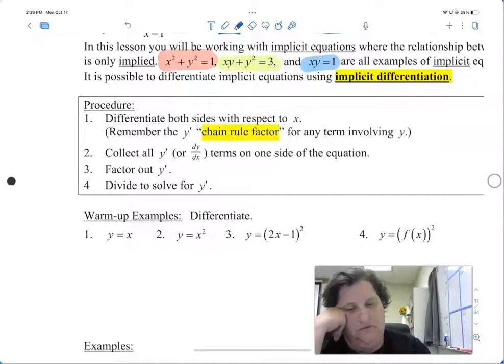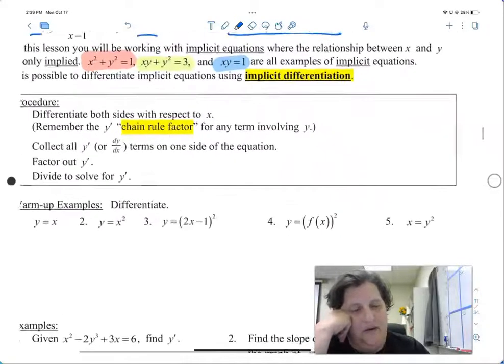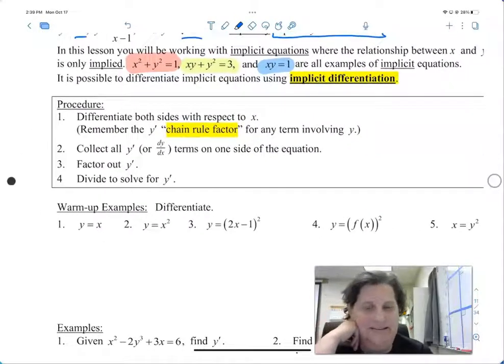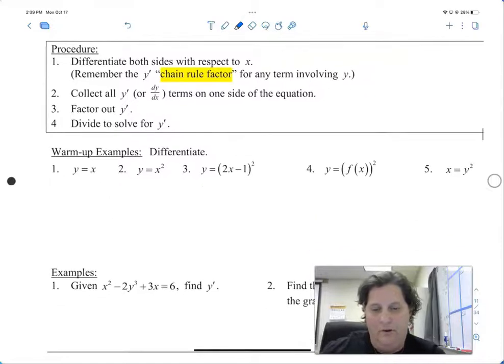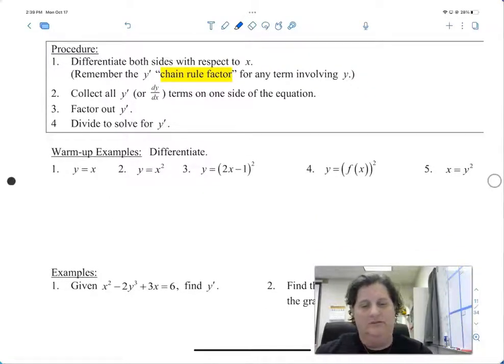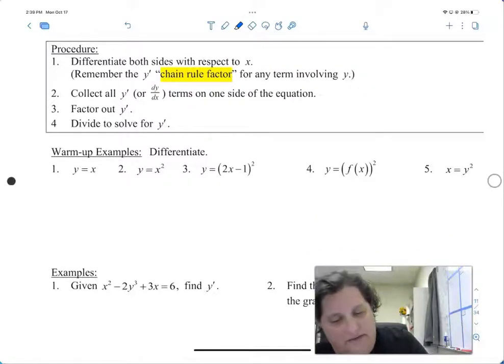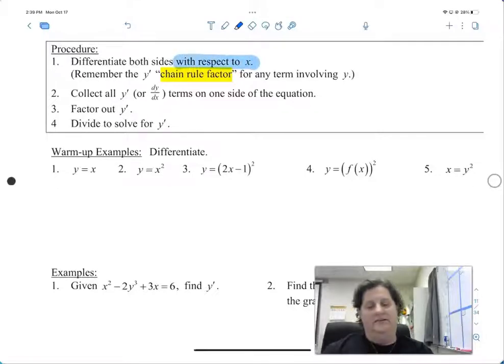Here's one more: x times y equals 1. Those are implicit. And what we're going to do is use something called implicit differentiation. Here's how it works. Step 1: differentiate both sides with respect to x. This is important. With respect to x.